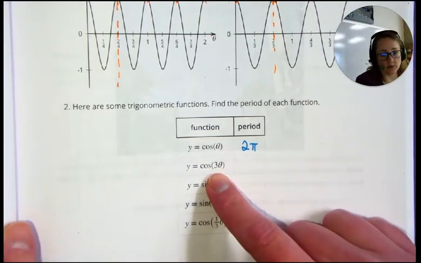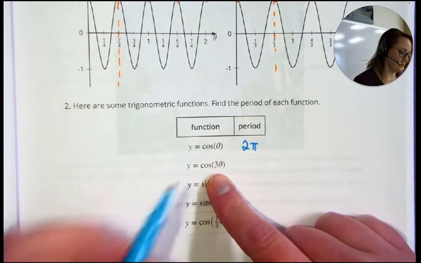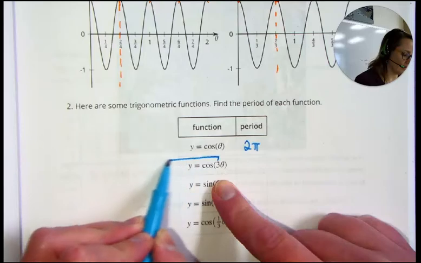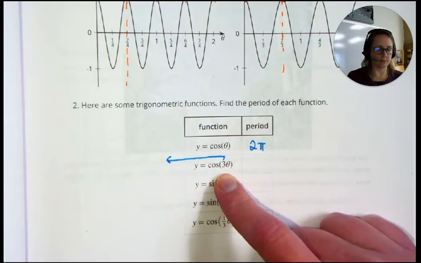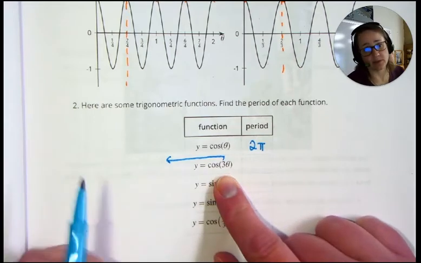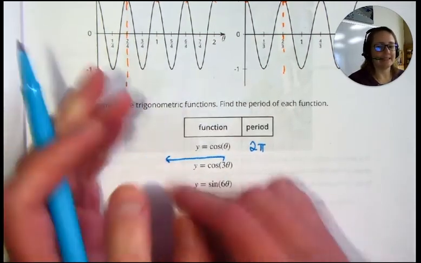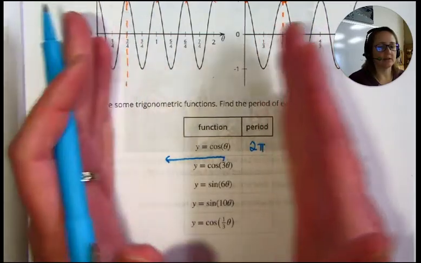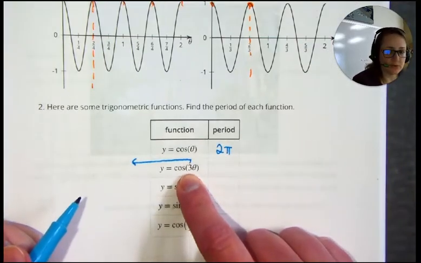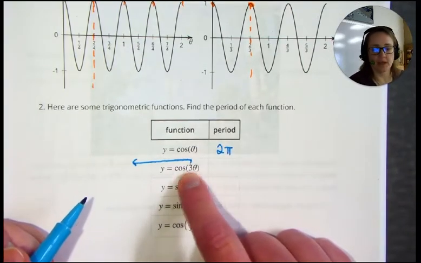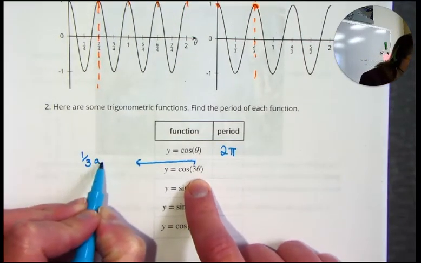Our next guy, thinking about cosine of 3 theta. Well, thinking about what we learned in Unit 5, this 3 is happening inside parentheses. Remember, if you're in my class, that's like bizarro world. Everything's happening opposite of what we think it should be happening. So this 3 is not stretching it 3 times wider. We're squishing it, actually. So it goes through 3 full cycles in what would have been the normal period. We're getting it 1/3 as wide.